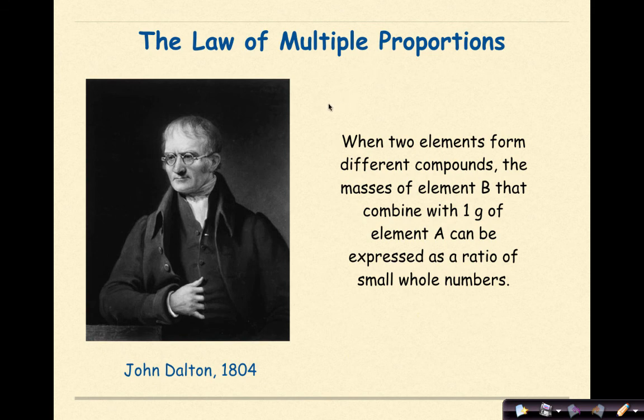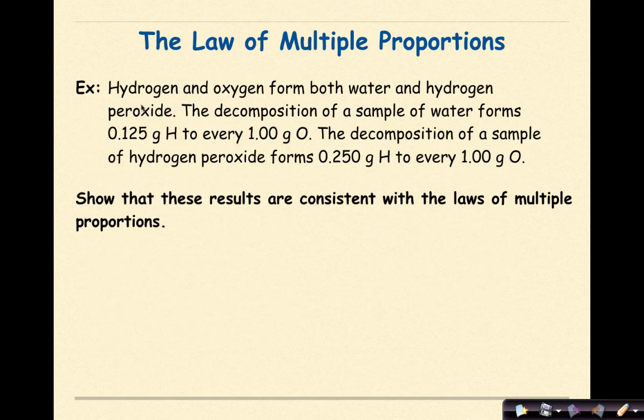Now, the law of multiple proportions is when two elements form different compounds. The masses of element B that combine with 1 gram of element A can be expressed as a ratio of small whole numbers. Let's look at an example of this. Hydrogen and oxygen form both water and hydrogen peroxide. So we've got water, which we know is H2O, and a little reminder, hydrogen peroxide is H2O2. The decomposition of a sample of water forms 1.25 grams of hydrogen to every 1 gram of oxygen.